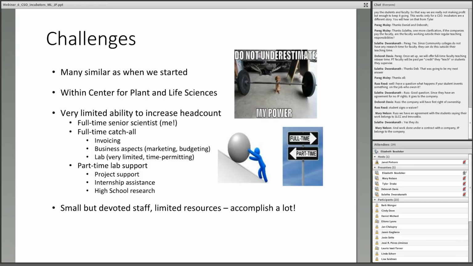We have 1 part-time lab support person to help with some of these ongoing projects that we've got going, to help with some of the interns if they're working within our lab space. Our extensive high school research, she's really kind of swamped with that right now, but we have a very small and devoted staff with limited resources. I feel that we really accomplish a lot given the small staff that we've got.